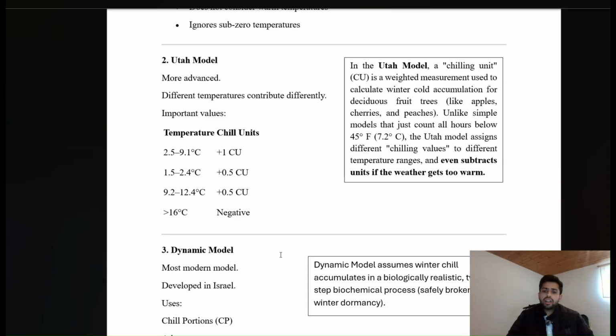In the box, I wrote the summary, in which we can see that it is a weighted measurement used to calculate winter cold accumulation for deciduous fruit trees like apple, cherries, and peaches. Unlike the simple model, it will not count all the hours. It will only count the hours which have chilling values for different temperatures, and even subtract units if the weather gets too warm. If the weather goes too high, it will subtract the hours. So that is the best method, I think, because it is also a cheaper one.